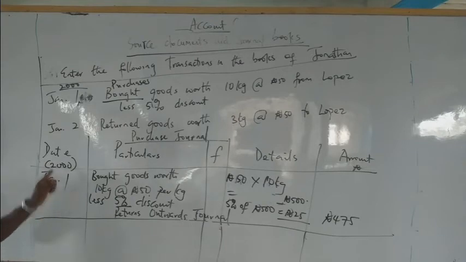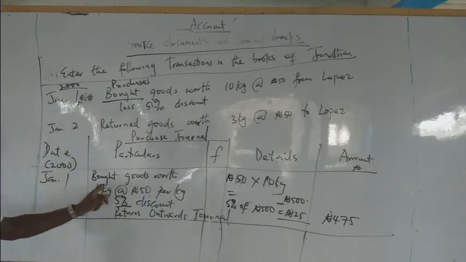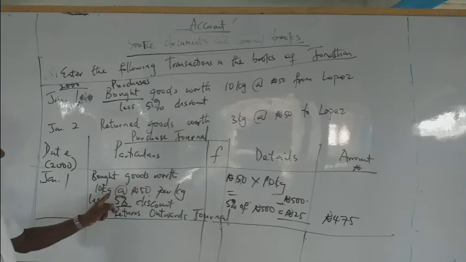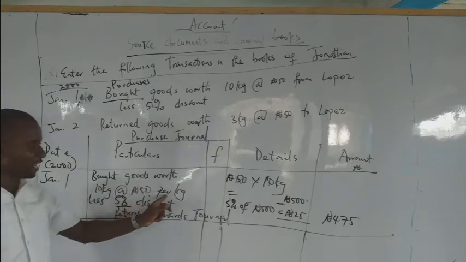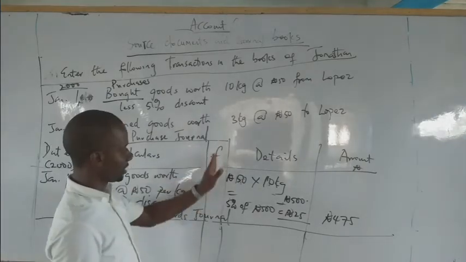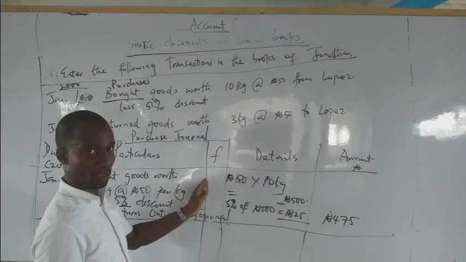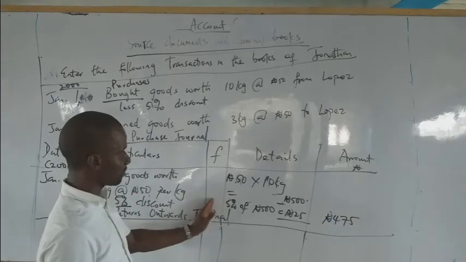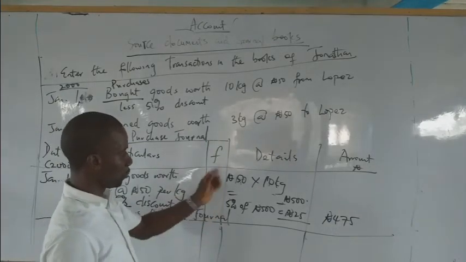475 naira. Any question? Very good. Hope you understand. January 1st, the year 2000, the date particulars is bought goods worth 10 kg at what? 15 naira per 1 kg. Then folio. This is a reference point. As you go along under the ledger, this one will be better explained. It's called a reference column.